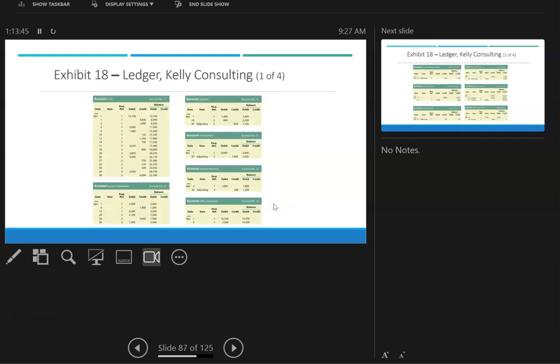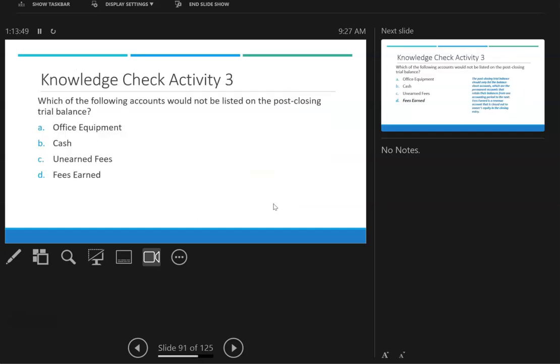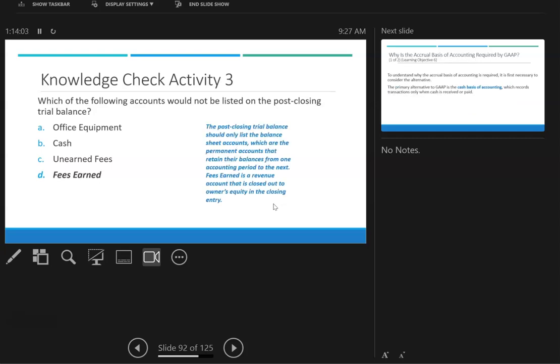Here are our financial statements. Which of the following accounts would not be listed on a post-closing trial balance? Fees earned. Why? Yes, it's a revenue account.